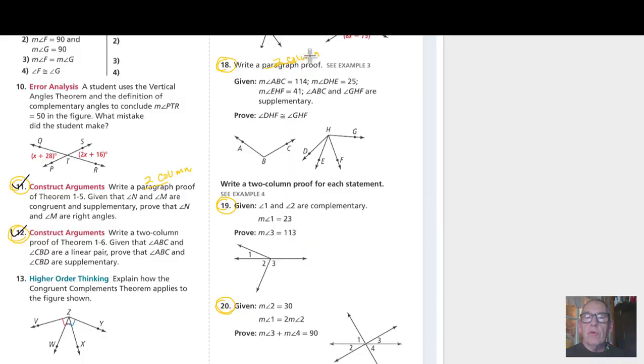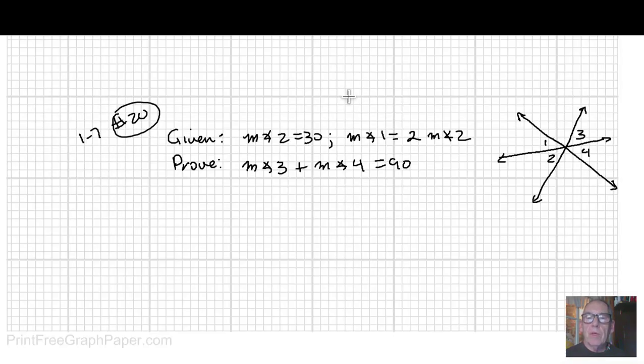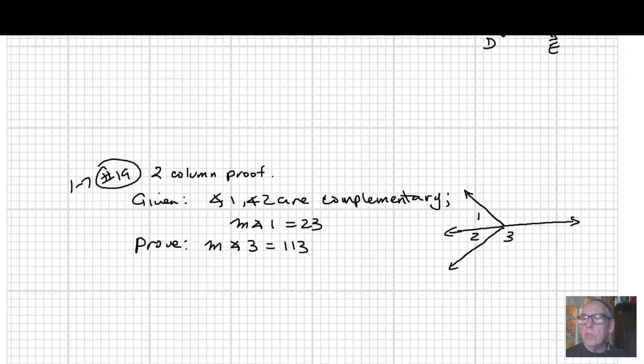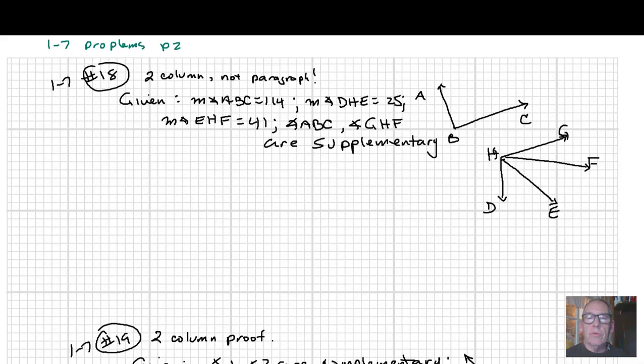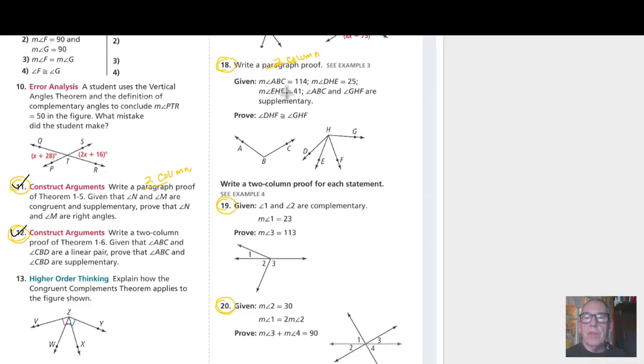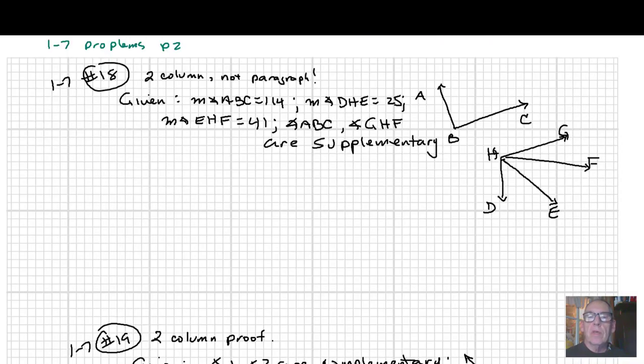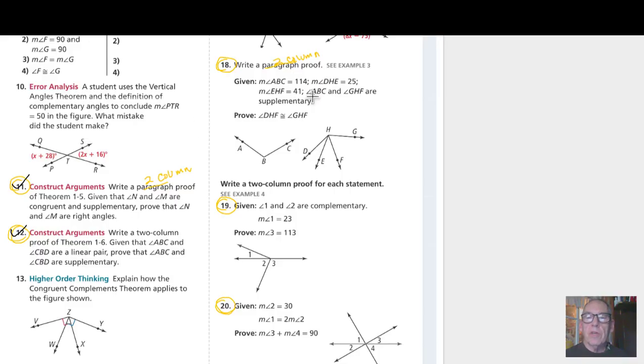They want us to write a paragraph proof. We're going to do a 2-column proof, and they're giving us a diagram with some information. What I've done is copy the diagram and the information over to this page, and we're going to set up a 2-column proof. When I copy it over, I want to make sure I got everything in there. So ABC 114, DHE 25, EHF 41, ABC, GHF are supplementary.